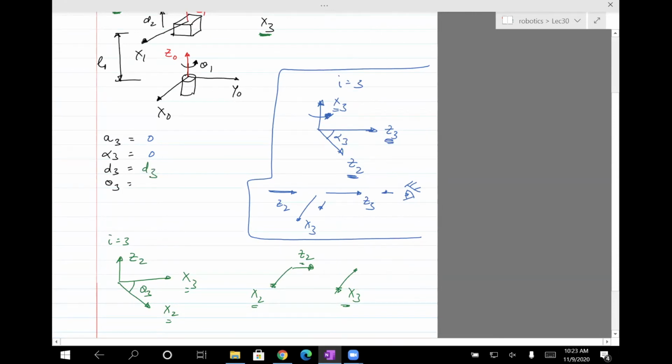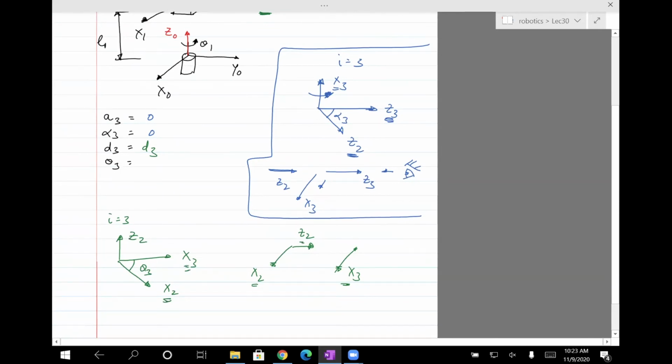d3 for d3. And then theta 3 is the angle between x2 and x3 measured along z2. But you can see that x2 and x3 are actually parallel to each other, right? I just drew the dotted line to show they're actually parallel as viewed from this way. So that means that the angle is 0. Okay, so that basically completes the third line of the DH table.